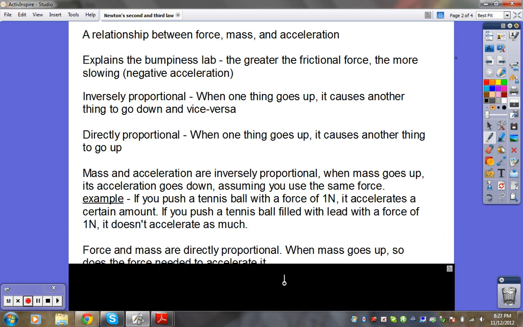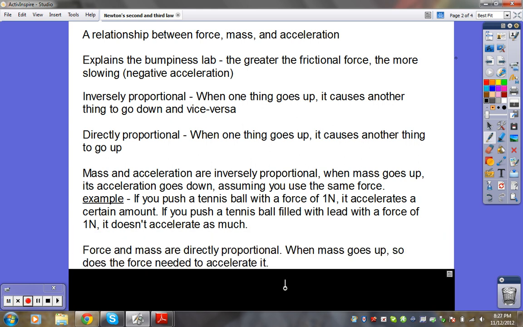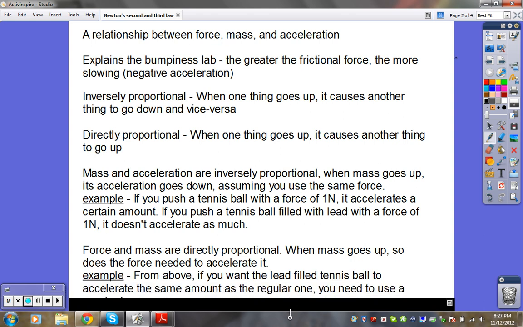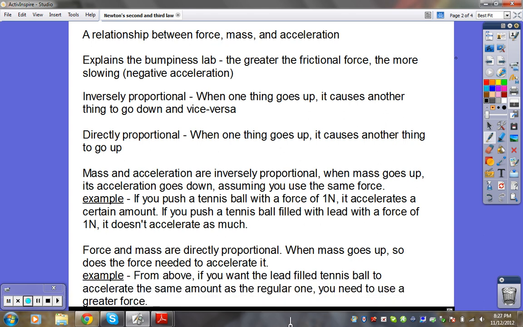Another example of that is that force and mass are directly proportional. When mass goes up, so does the force needed to accelerate it. So, let's go back to the above example. If you want the lead-filled tennis ball to accelerate the same amount as the regular one, so now you're going to get the same acceleration, you would need to use a greater force, because the greater mass requires a greater force. Those two are directly proportional.